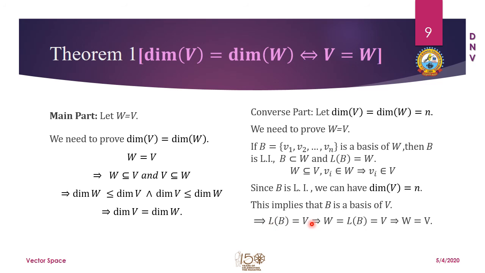The linear span of B is V and W as well. So I can write W equal to L(B) equal to V. So this implies that W equals V. I once again remind that a set of vectors can generate or span only one vector space or vector subspace, and that is why we can say that there cannot be two different subspaces spanned by the same basis, and hence these have to be the same. So this completes the proof of this theorem, and this is a very important theorem.